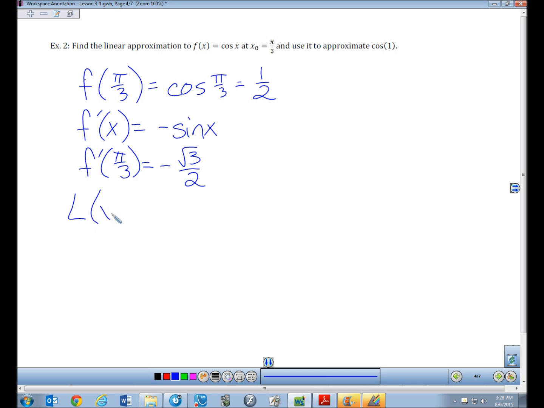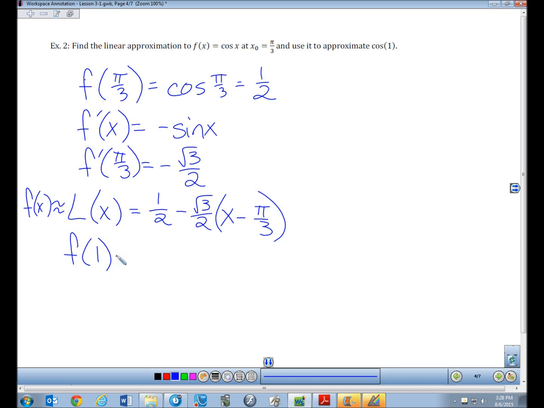Which means our linear equation, L of x, which again is approximately f of x, is equal to our y value, 1/2, plus our slope, negative root 3 over 2, times x minus pi over 3. Which means that f of 1, cosine 1, is approximately 1/2 minus root 3 over 2 times 1 minus pi over 3. Now this is not something that we're going to be able to simplify because we have radical 3's and we have pi's in there.